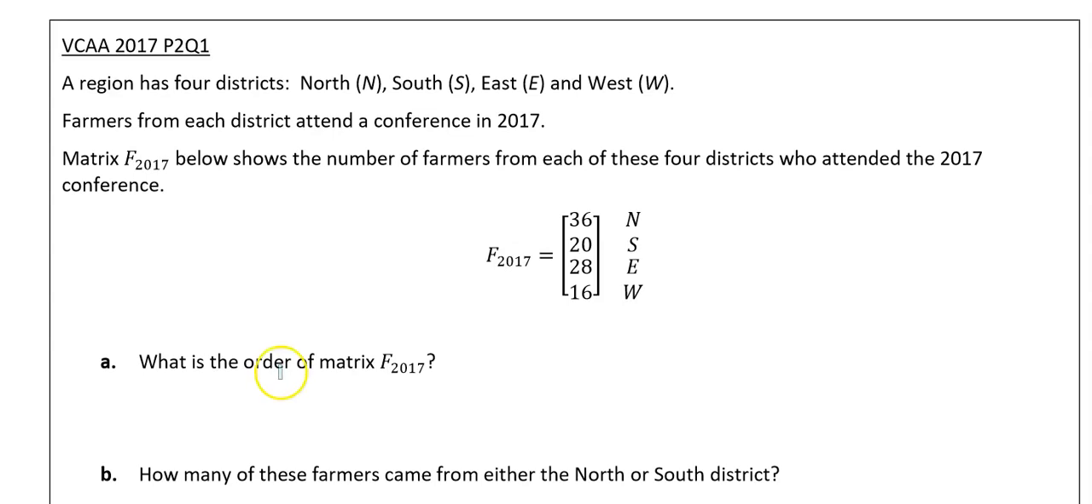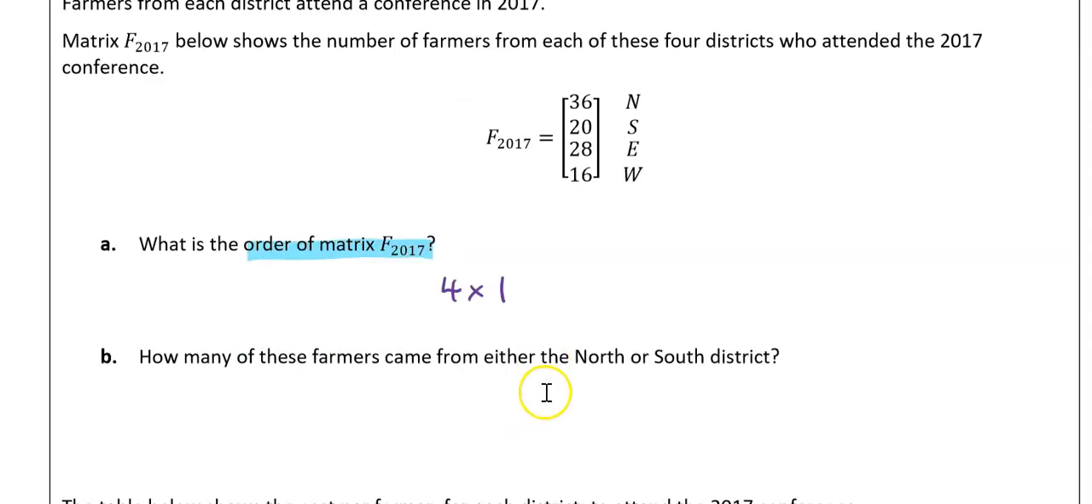What is the order of matrix F 2017? So again, we start off with a nice easy question. The order of our matrix, we've got 1, 2, 3, 4 rows and 1 column. So 4 by 1. Part B, how many of these farmers were either from the north or the south district? So reading from our matrix, we've got 36 from north, we've got 20 from south, so there's a total of 56 farmers from both those districts.